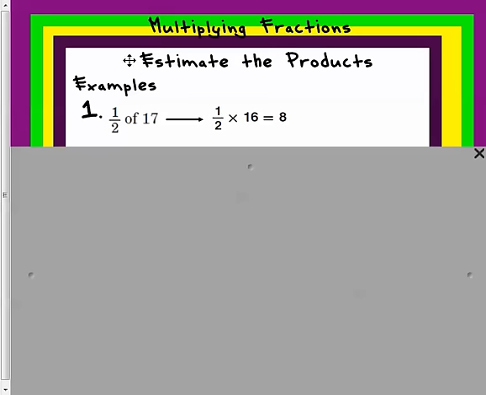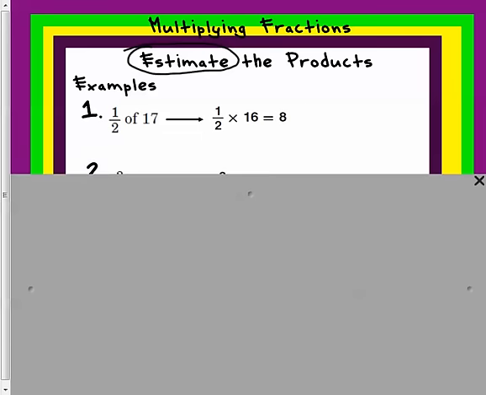Okay. Will you please make this section called estimate products? Okay, make sure you put estimate examples. So here we go. If I had half of 17, that's not easy to do, right? But half of 16 is a little bit easier. So if I were estimating a half of 17, I would know it was a little more than a half of 16 or a little bit more than 8.